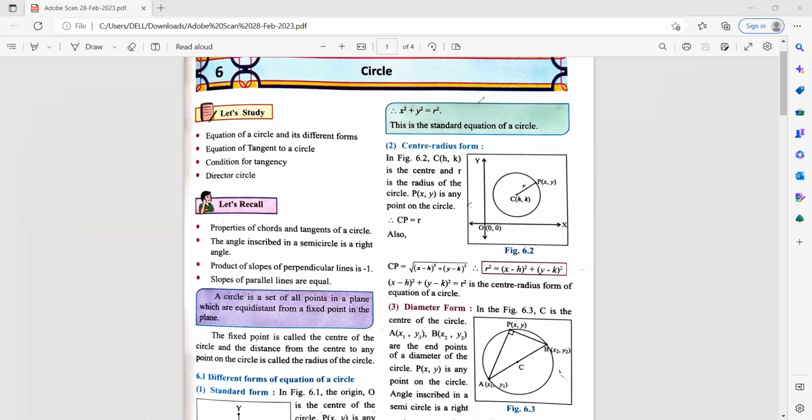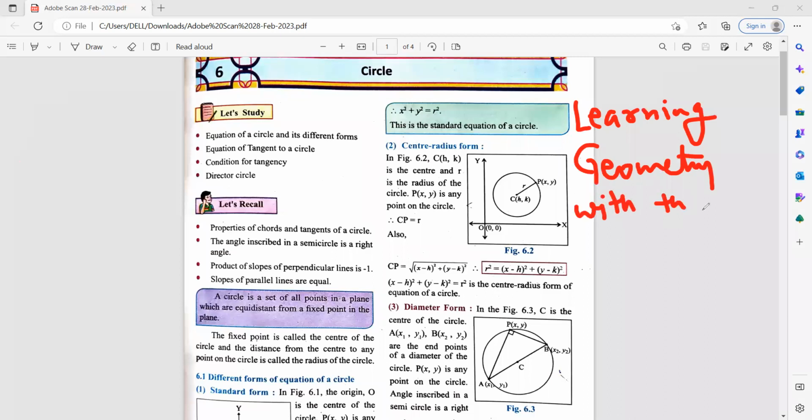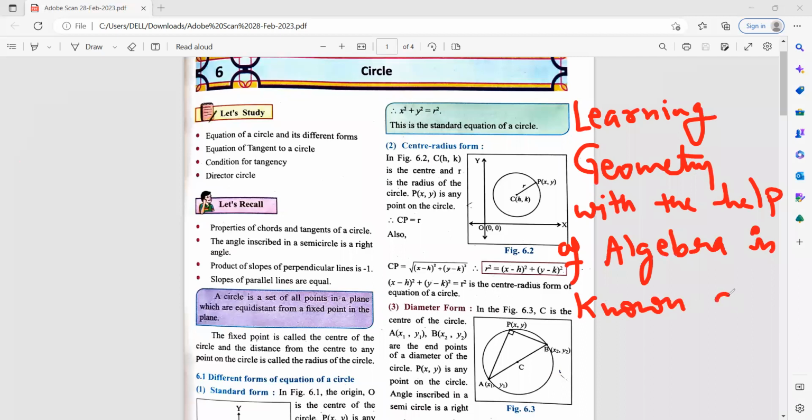This we have already done. Coordinate geometry is basically, in short, if you want to define coordinate geometry in one simple statement, you will say: learning geometry with the help of algebra is known as coordinate geometry.